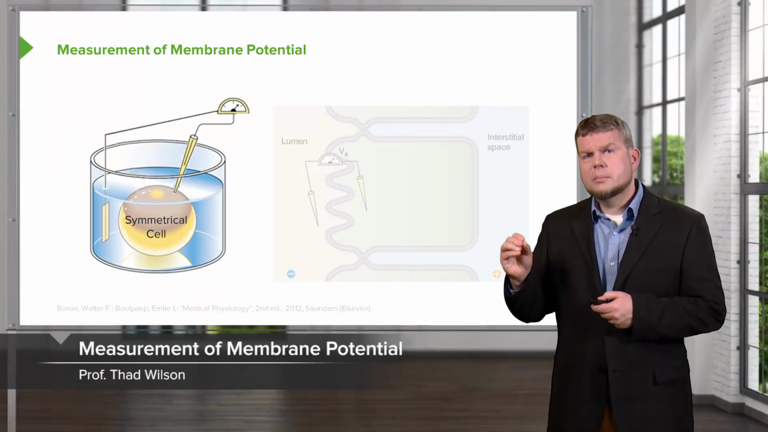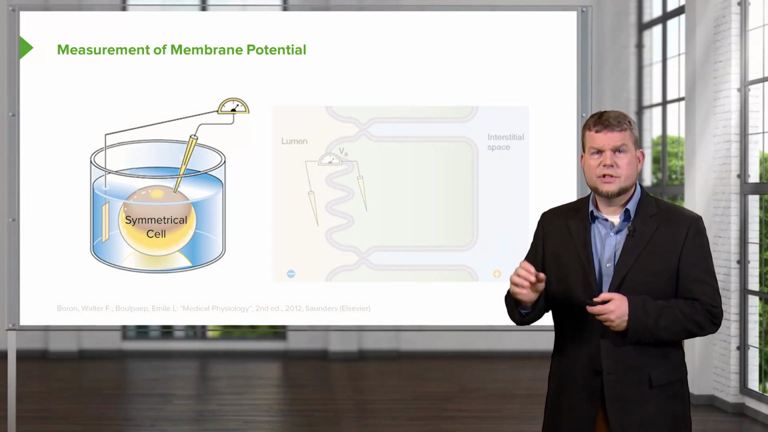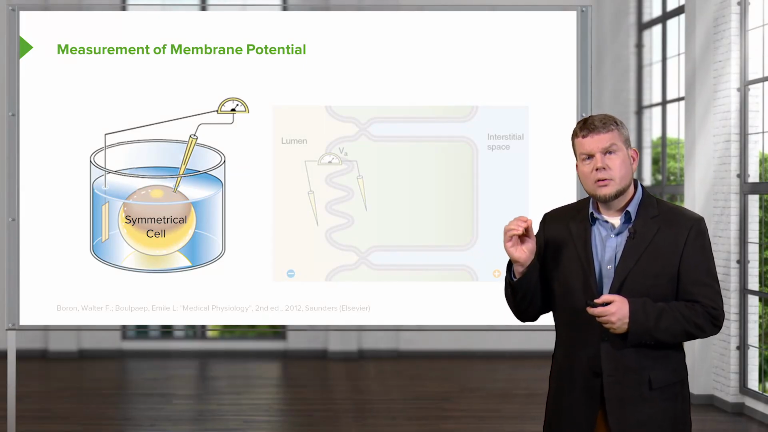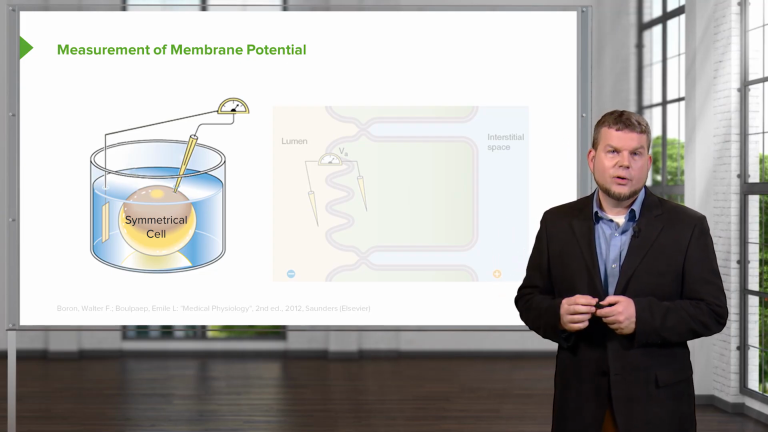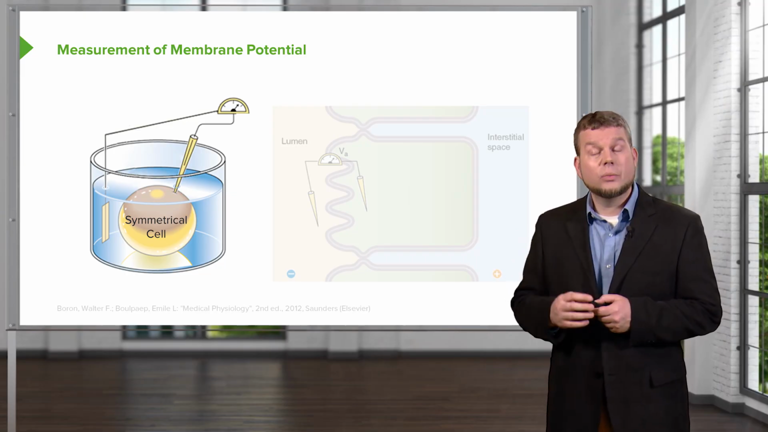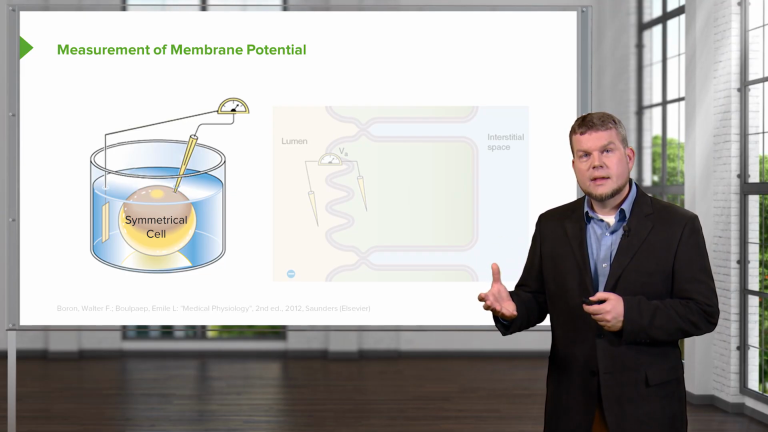How do we measure membrane potential? In a normal, symmetrical, or general cell, we put a little recording electrode within the cell and have a secondary electrode in a bath or in the fluid around it. That gives us our membrane potential.